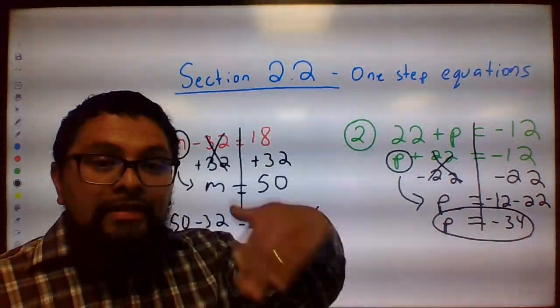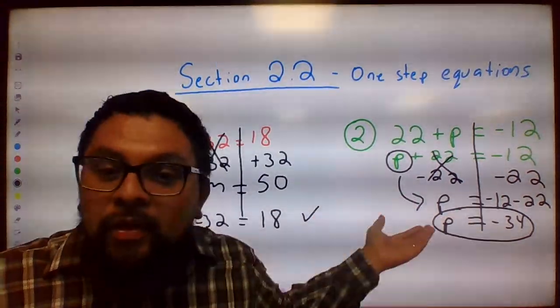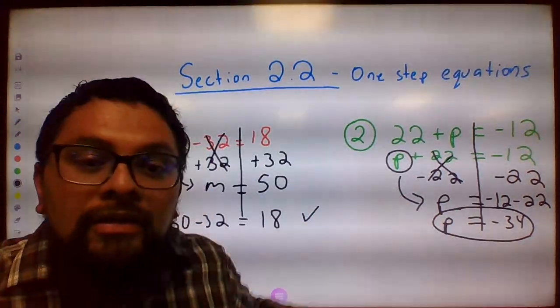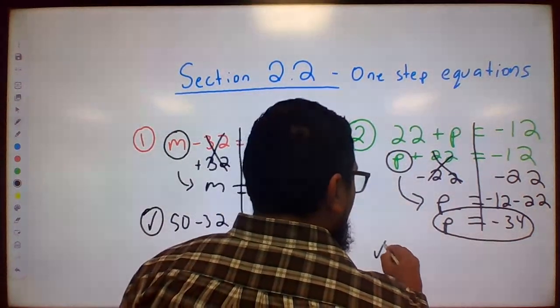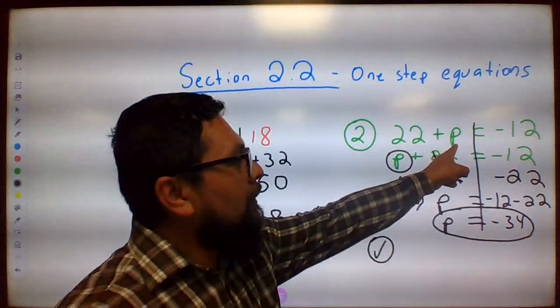Now, checkala. You've got to check your answer, right? Let's see if that is negative 34. Some of you are like, no, that's not right, mister. Okay, let's check our answer. So, checkala. Substitute negative 34 for P.